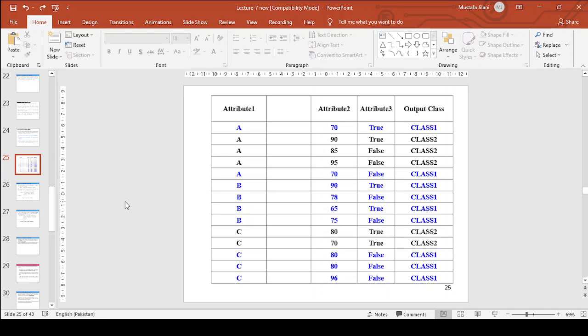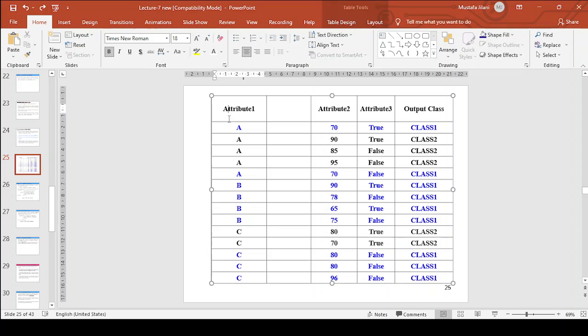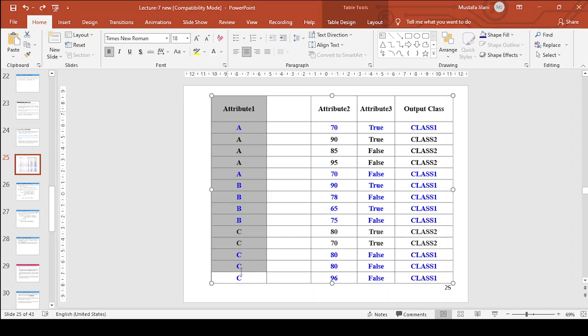Up till now you saw that we have attributes which are categorical, like attribute 1 has 3 categories. You saw attribute 3 has 2 categories. It's just the counting principle: you count how many cases lie in each subcategory of each attribute and the output, and you count how many are in each class.